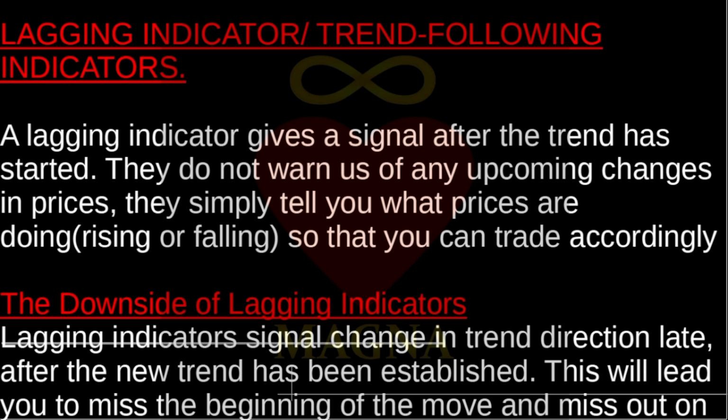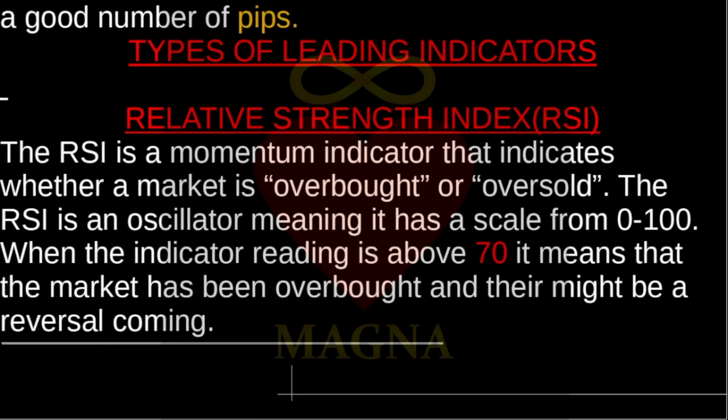The downside of lagging indicators is that they signal a change in trend direction late, after the new trend has been established. This will lead you to miss the beginning of the move and miss out on a good number of pips. So lagging indicators usually signal a change in trend direction after the trend has already changed or has already been established. And usually, if traders solely depend on these indicators, they may find out that they have missed out on a good number of pips, and they will have to put their stop loss further away from their entry level.